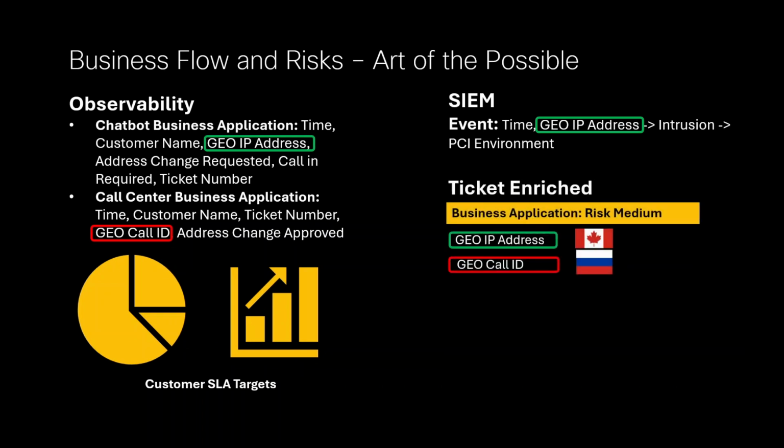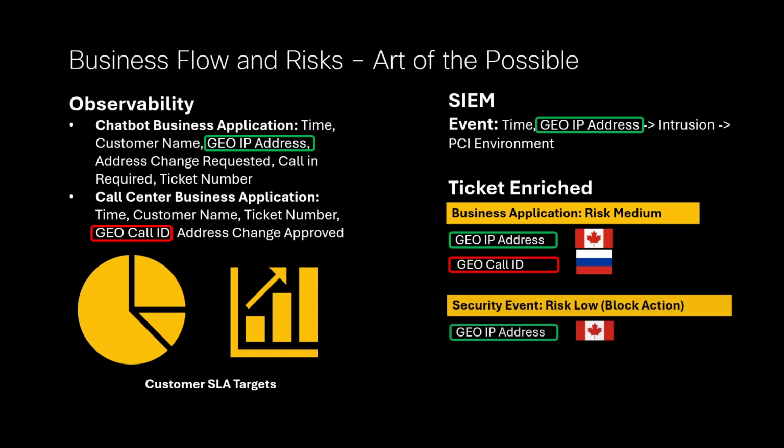So if you look at the initial ticket, the business application, if it had the ability, would probably have a medium risk here, maybe high, but let's assume medium, because the IP of the interaction with the chatbot was through a Canadian IP range, and then the geo caller ID came from a Russia location. And so that's suspect, if anything. But maybe there's enough time delay between the two, and so it doesn't trigger any real event. But let's assume it's a medium.